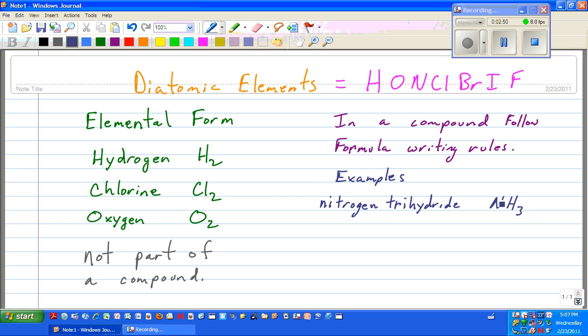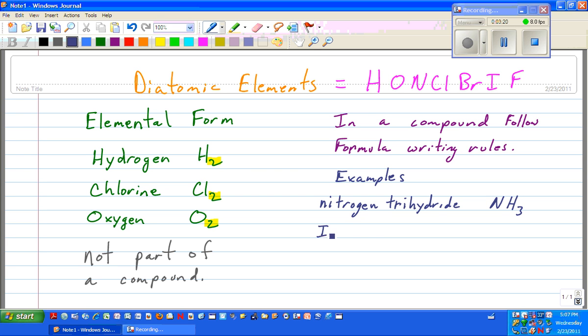Notice, although I've got nitrogen, which is a Honkelbrief, hydrogen, which is a Honkelbrief, they're not alone. It's not just nitrogen, it's not just hydrogen, it's a compound, nitrogen trihydride. So we don't worry about putting that automatic 2 like we did over here, or over here, or over here. We simply follow our formula writing rules. There's no prefix here, so I know there's 1 of them. There's a tri here, which tells me there's 3 of those.